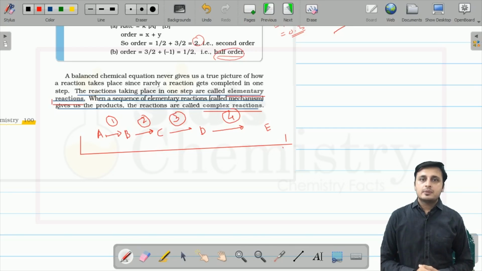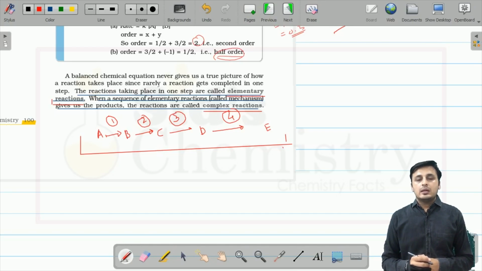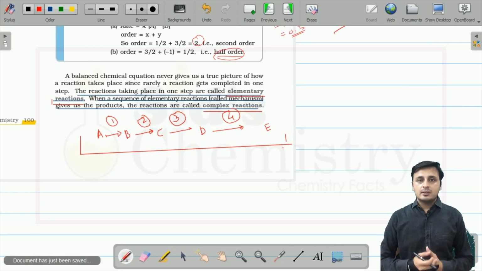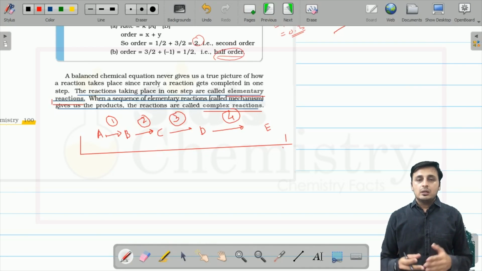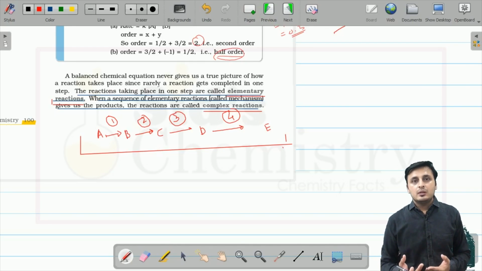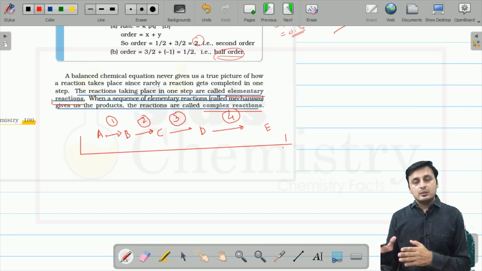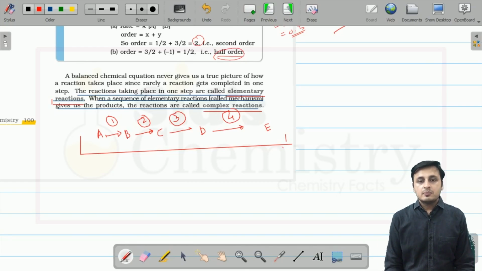There are 4 different steps in this reaction, and the 4 different steps combined together achieve E. If these steps are not given and we are directly given A to E, that is the representation in front of us, but in reality it is not a direct step. Inside it there are many steps, like here A to B, B to C, C to D. So if all these steps are present, then we can say these are the reactions combined, and the whole set of reactions, A to B, B to C, C to D and D to E, is called a complex reaction.